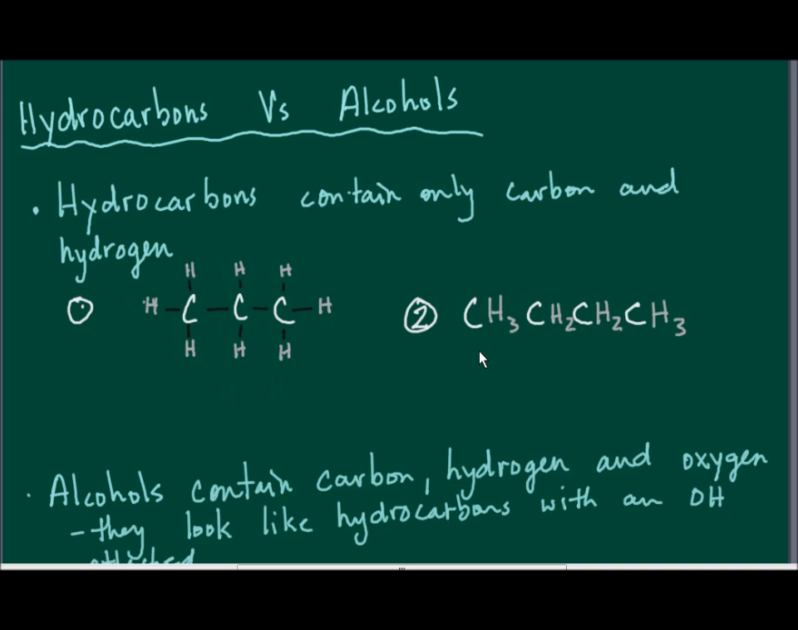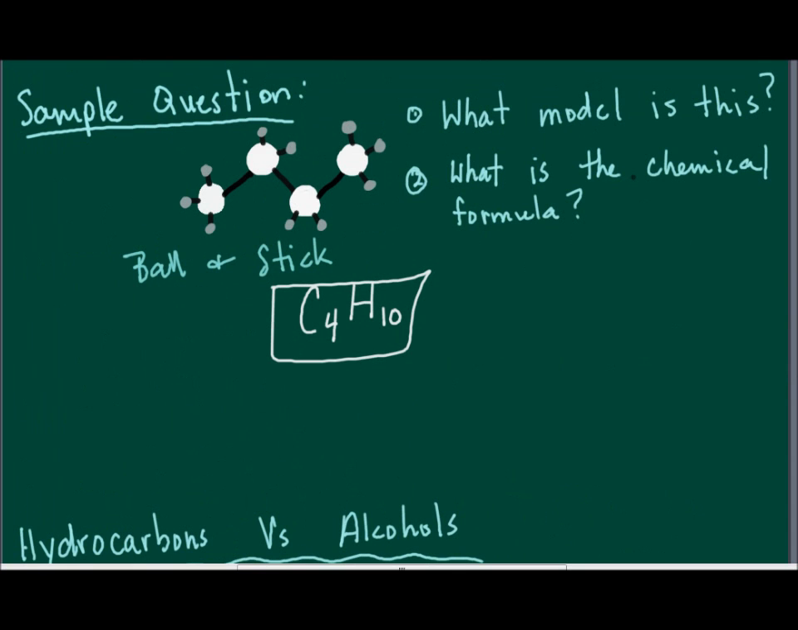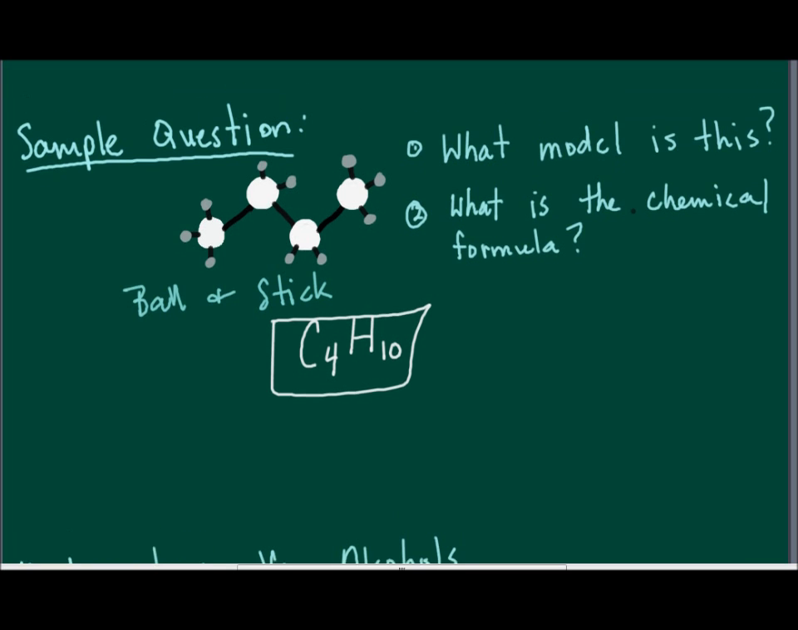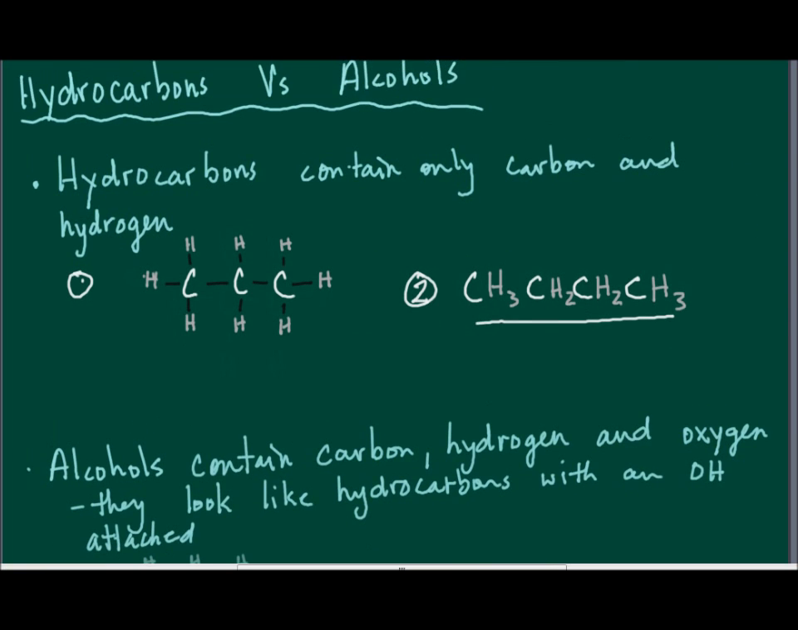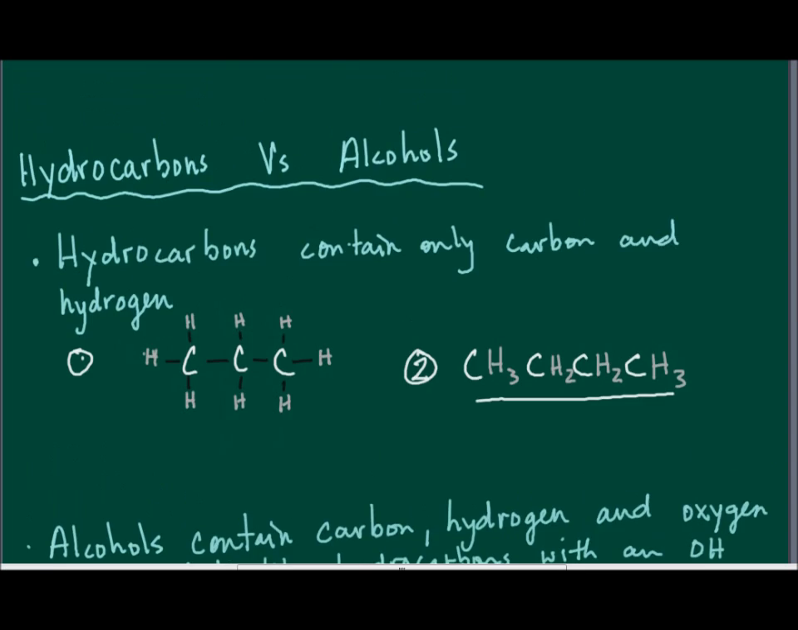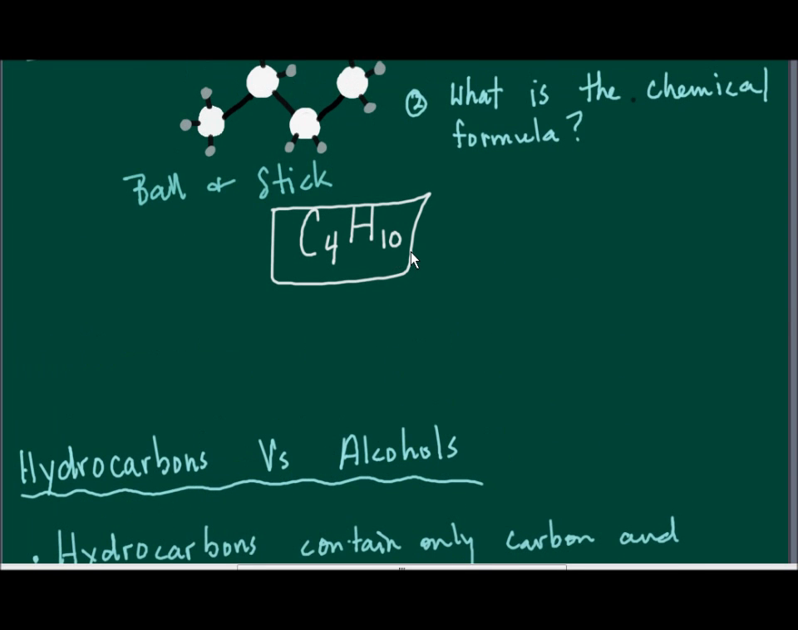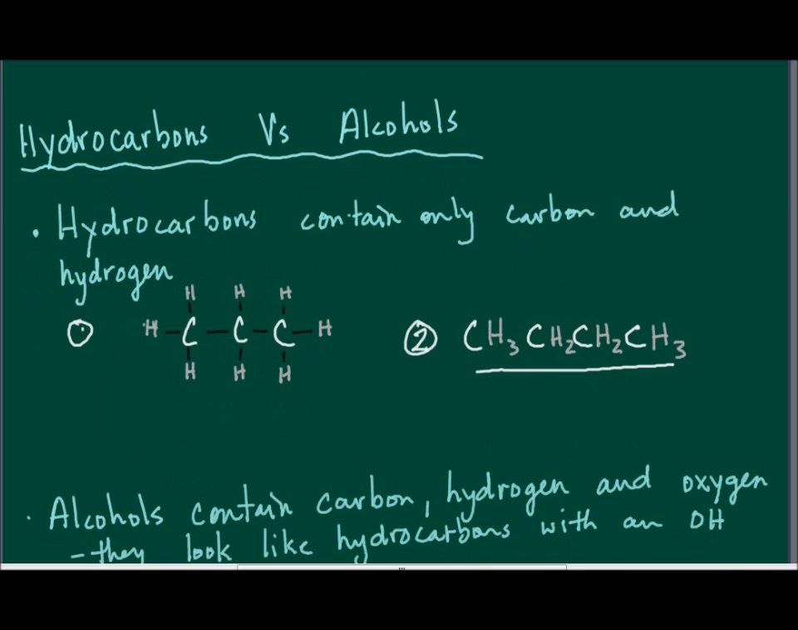This is what we call a condensed structural formula, or a condensed chemical formula, one of the two. I think it's condensed structural formula. So this is a chemical formula. If I were to write the chemical formula for this, it would be C4H10. So the chemical formula for this one is the same as this one up here. So it's C4H10, but we can also be a little bit more specific, and this just shows how it bonds.